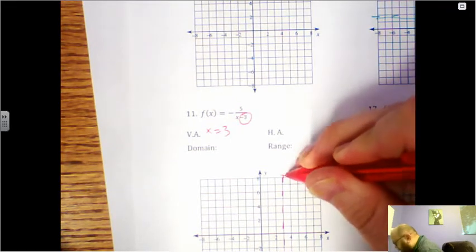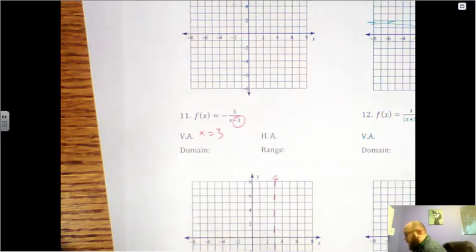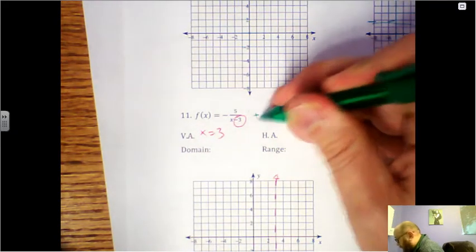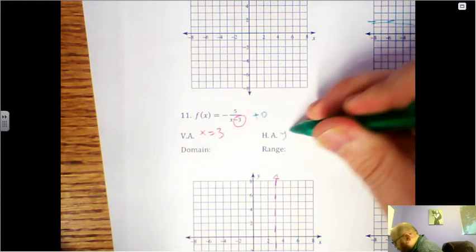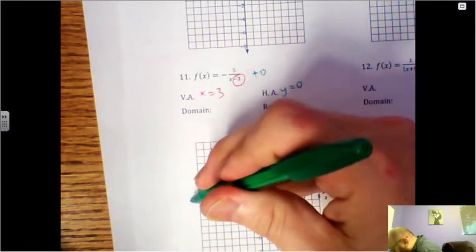Just like so. Okay. I don't have a k, right? There's no number there, so I know that there's an invisible plus 0. So I know that my horizontal asymptote is y equals 0. So before I even start graphing it, I know it's going to look like this.